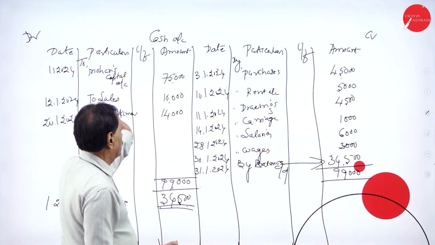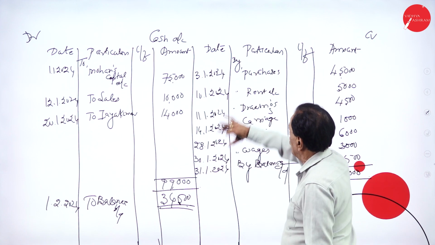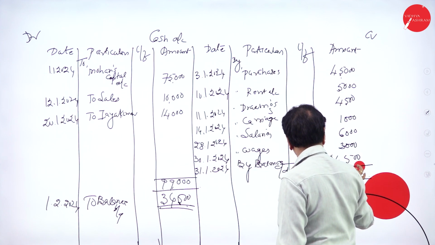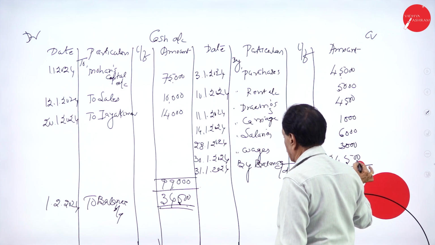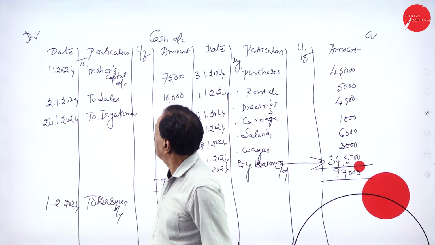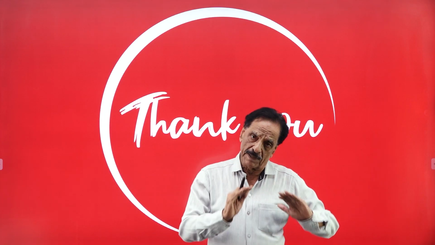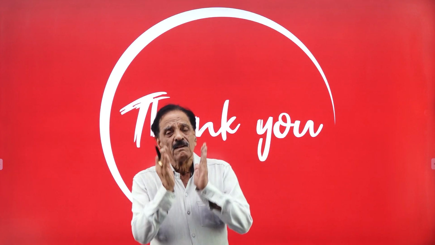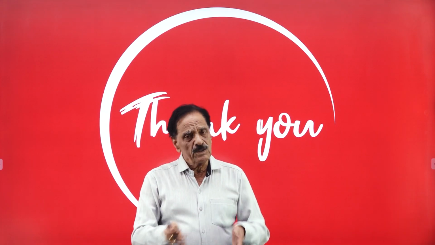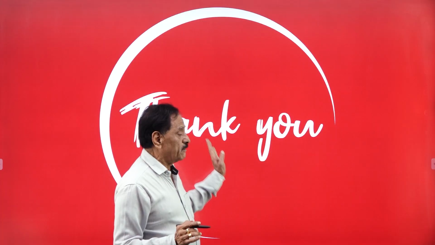So debit what comes in, credit what goes out. Whatever we received, put on the debit side, whatever we paid on the credit side. How much balance is left over at the end of the month? 34,500. That is the opening balance for the next month. Hope you understand. We passed the journal entries and you have prepared the cash account. Here we have solved one trial balance. We have passed the journal entries and we have prepared the ledger account of the cash book.